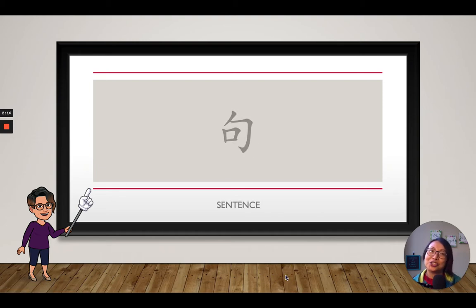The next word is the word 句. And the word 句 means a sentence, 句子. So it also makes sense: when we say a sentence, we use our mouth. So everything is about talking and our mouth.